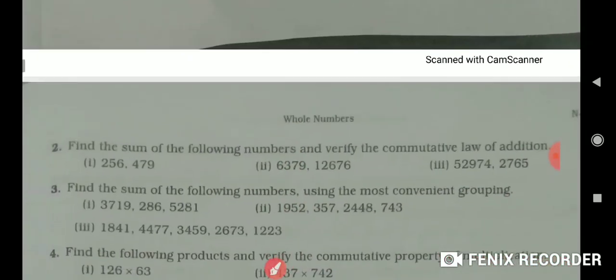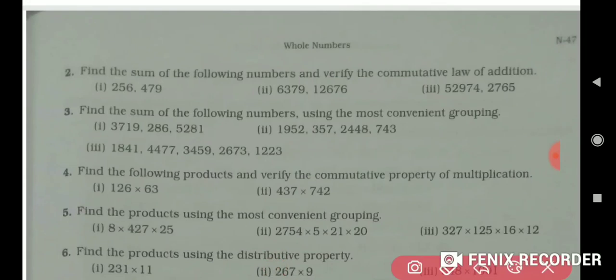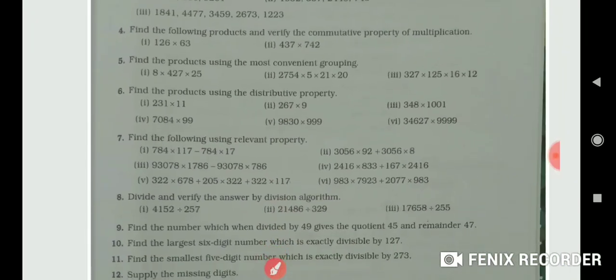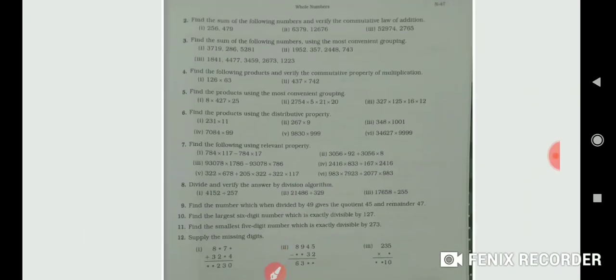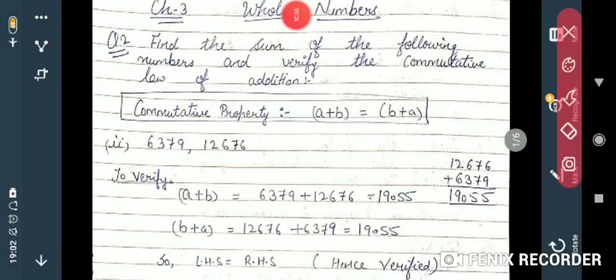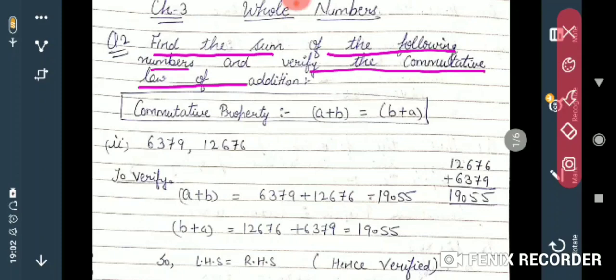So dear students, today I will explain how to find the sum by the help of commutative property, how to make the convenient grouping, and how we can add. So this is the exercise we are going to solve today. So let's begin the exercise. So the second question is, find the sum of the following numbers and verify the commutative law of addition.